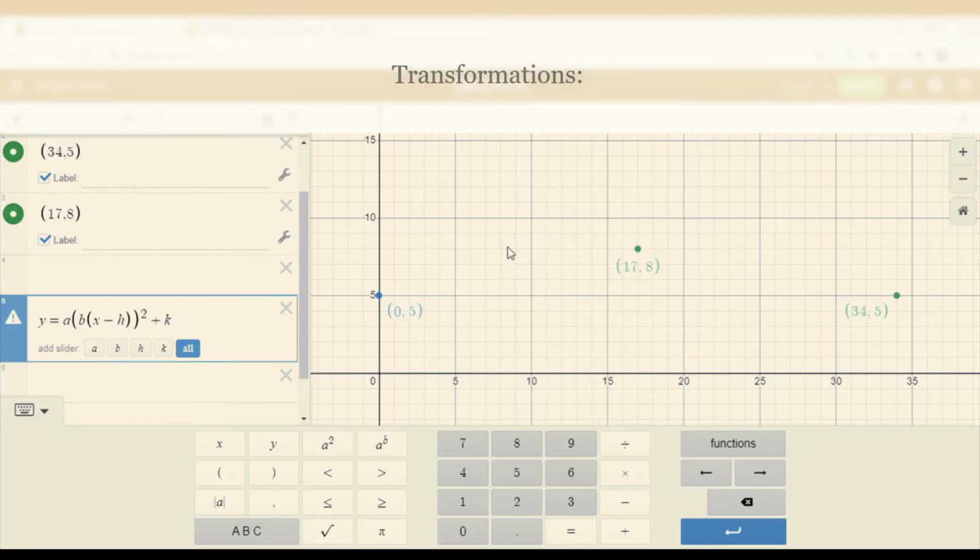Alright, we're here on Desmos. We've got the 3 points we determined earlier plotted out: (0, 5), (17, 8), and (34, 5). And what we need to do is calculate the equation of a parabola that will satisfy the requirements, which means they connect the 3 points.